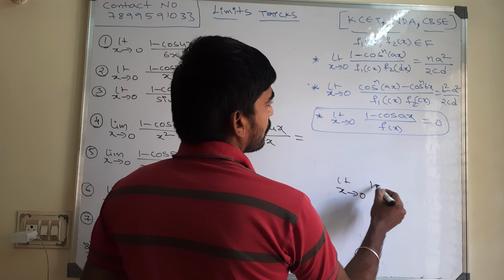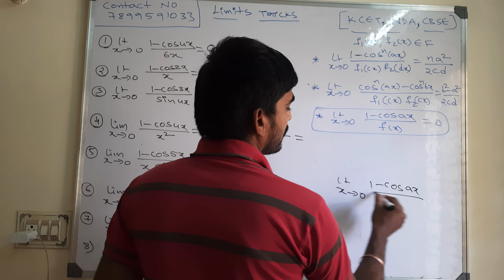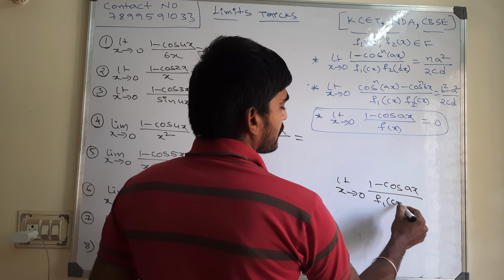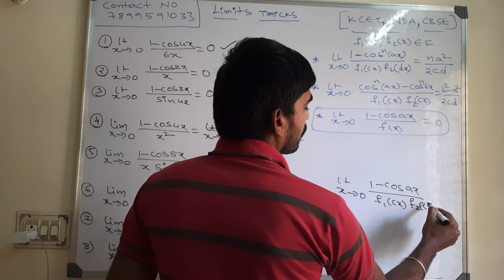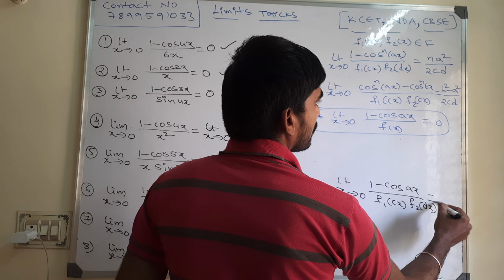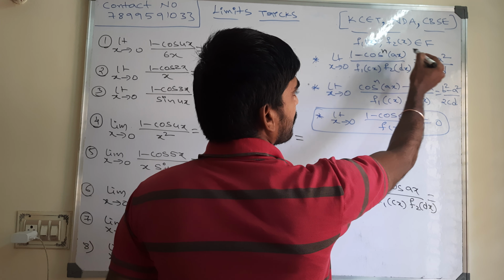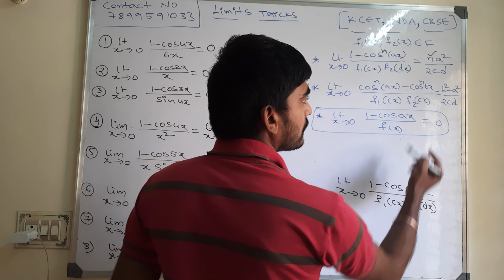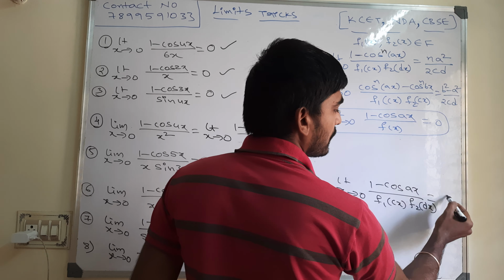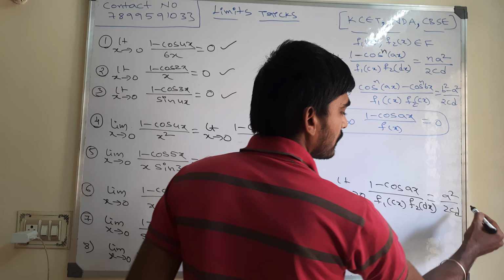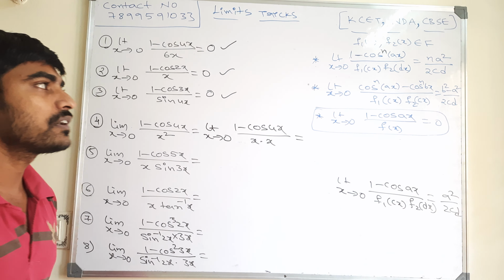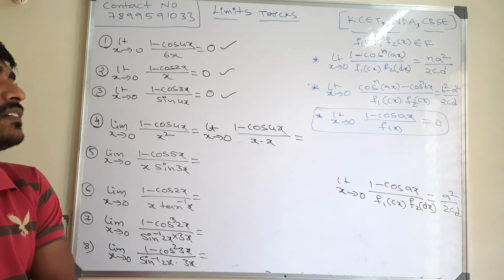Limit x tends to 0, 1 minus cos ax divided by f1 of cx into f2 of dx is equal to, if power n is there, I will take n. If nothing is there, we just eliminate this n. That means a square by 2cd. What is the formula? A square by 2cd. If the power value n is there, then n into a square by 2cd. That's it. Nothing more than that.